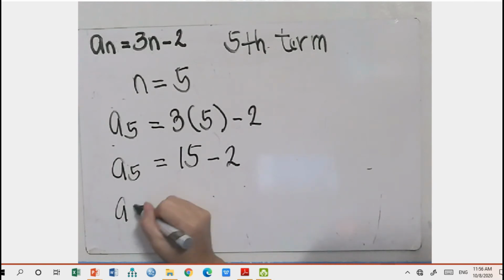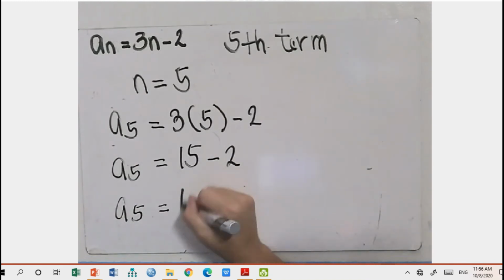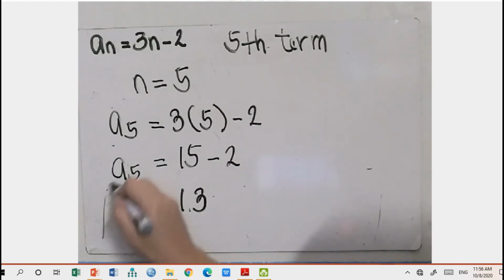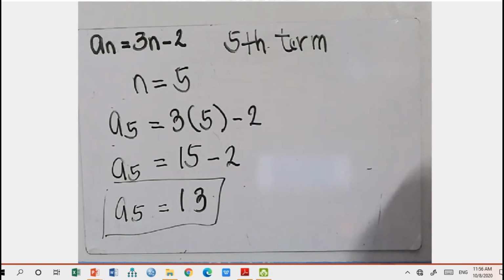So, a sub 5 now, let us simplify this one. 15 minus 2. Okay, correct. That is 13. So, our fifth term now, or we can say, the fifth term of the given sequence is 13. So now you are done with finding the term of the sequence. So alam niyo na kung paano siya hahanapin.